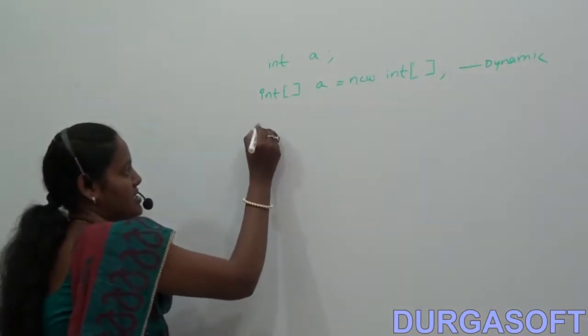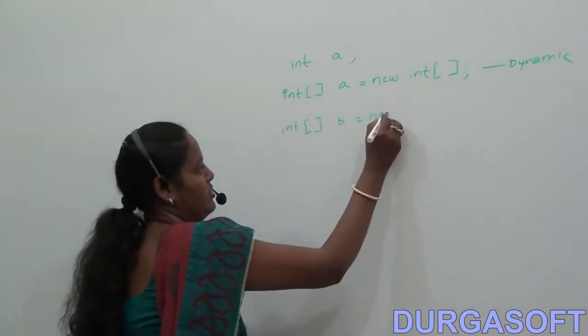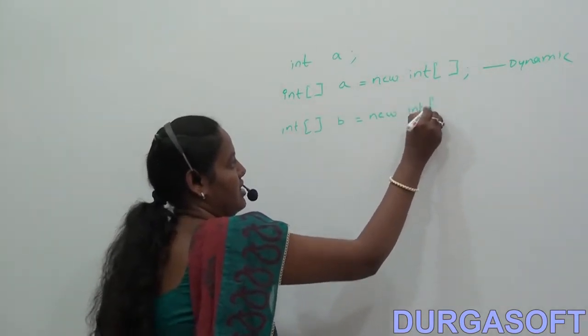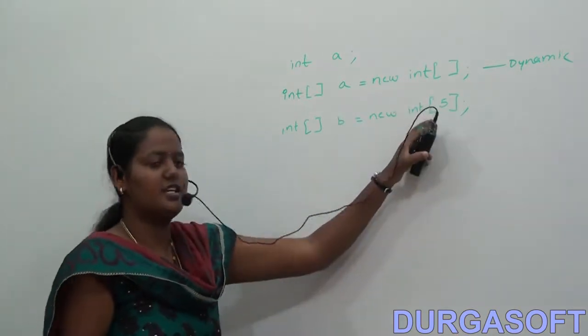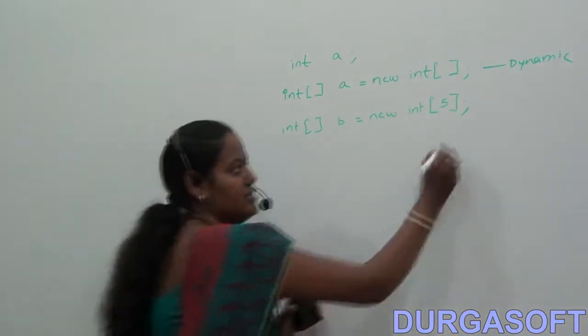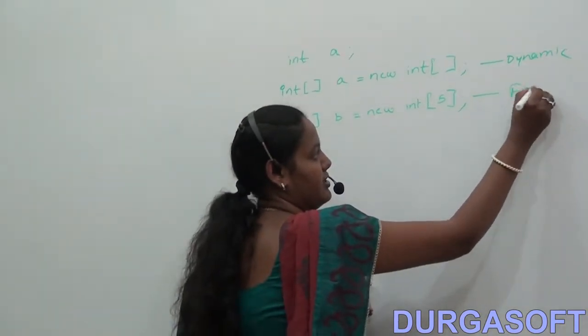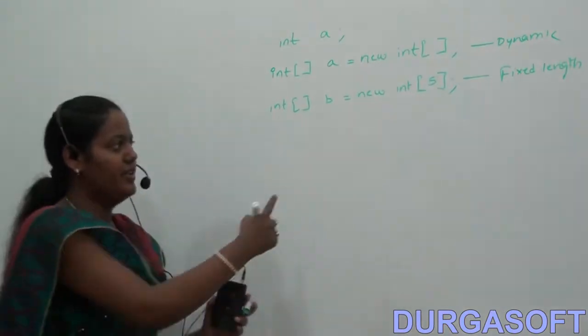Fixed length array means: int some array name equal to new int. Here you are going to mention the size, that is 5, which is the number of elements you have to put in the array. This is called a fixed length array. So this is dynamic and fixed length.